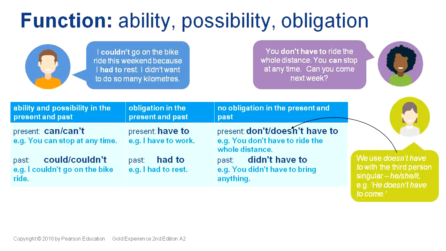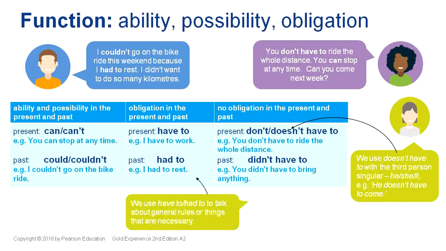We use doesn't have to with the third person singular, he, she or it. For example, he doesn't have to come. We use have to and had to to talk about general rules or things that are necessary. For example, you have to do your homework, or you have to watch a grammar video before the lesson.